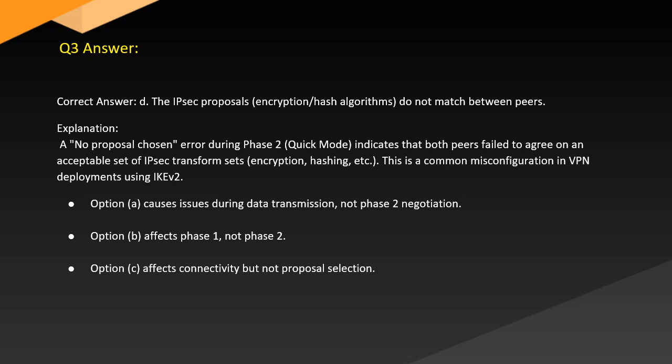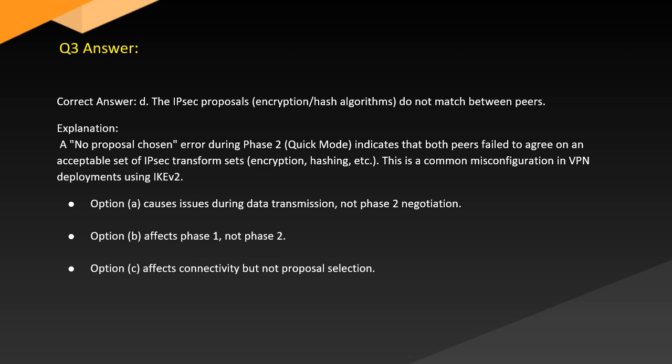Answer. Correct answer: D. The IPsec proposals, encryption and hash algorithms, do not match between peers. Explanation. A "no proposal chosen" error during Phase 2 quick mode indicates that both peers failed to agree on an acceptable set of IPsec transform sets, encryption, hashing, etc. This is a common misconfiguration in VPN deployments using IKEv1.